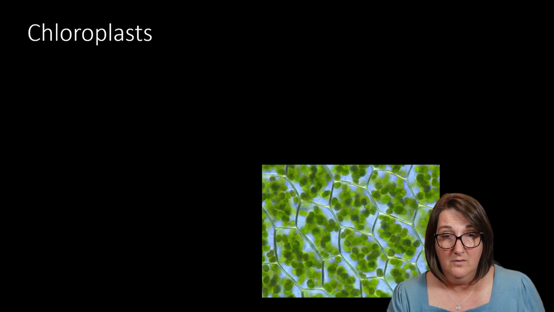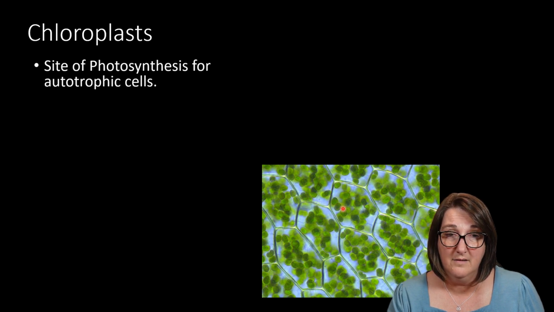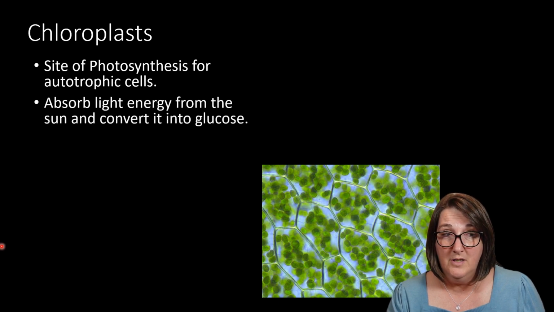So chloroplasts, these little green little circles right here, that's chloroplasts. And I can tell because they're green. This is going to be the site of photosynthesis, and this is what's going to happen in autotrophic cells. So an autotroph is an organism that uses sunlight to produce glucose. It's going to make some type of food source. It's going to absorb that energy and convert it into something usable, for example, glucose. It's going to have a double membrane, so each of these little circles has a double membrane.